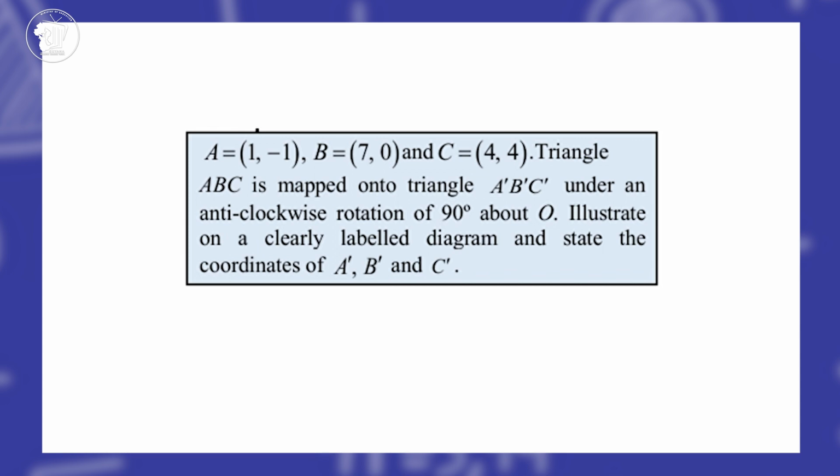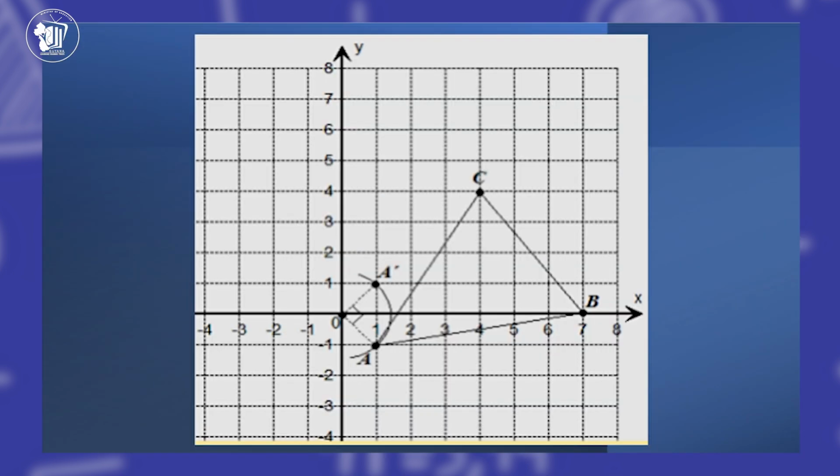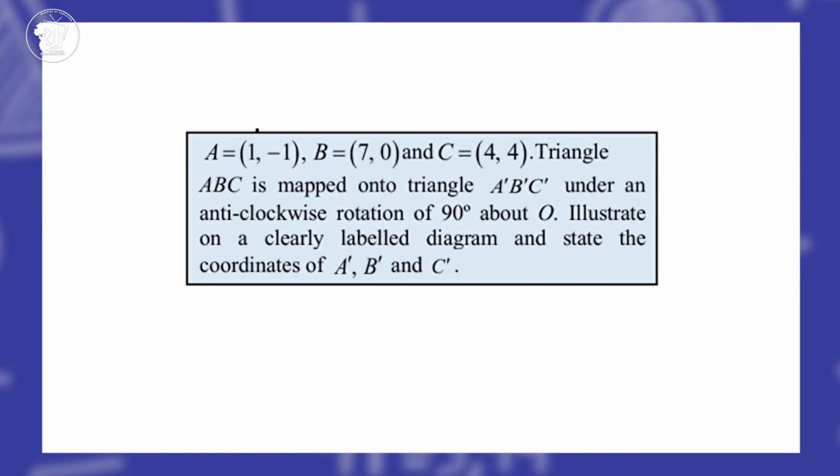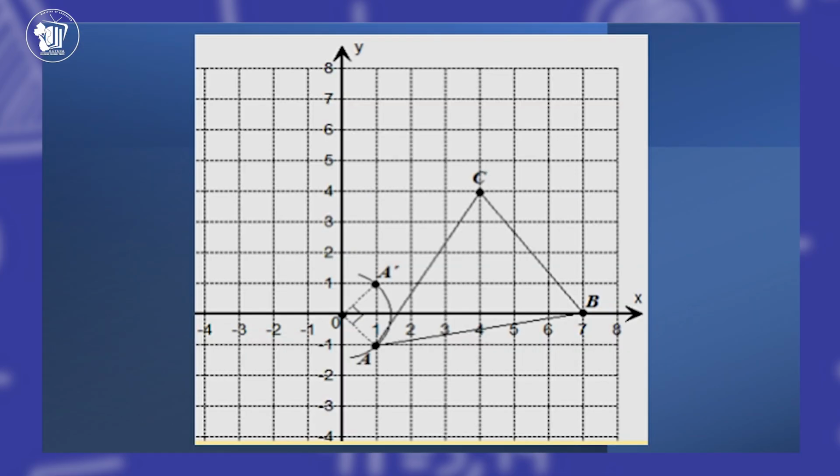So the first thing we need to do, of course, is draw the triangle. So I have the triangle ABC. We see the point A was (1, -1), so we go 1 across, -1, which is this point. And the point B was (7, 0), so we go 7 across and 0 up or down. And then C was (4, 4), so we go 4 across and 4 up. So here's C. And we want to rotate this shape 90 degrees anti-clockwise.